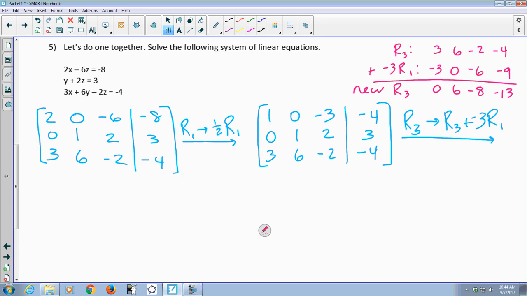Yes. Negative. Oh, yeah, I was looking at row 2. Thanks.